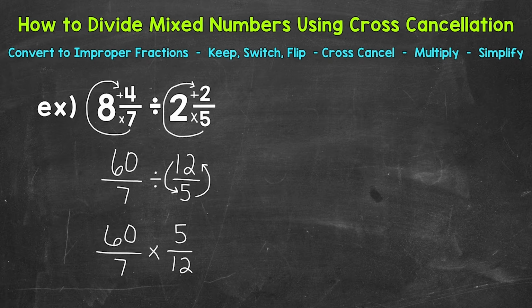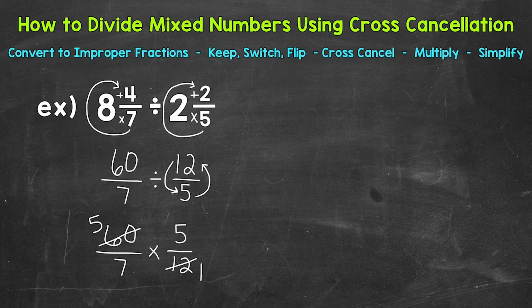For example, we have common factors other than 1 between 60 and 12, and a greatest common factor of 12. So let's divide 60 and 12 by 12. We do that by crossing them out and dividing by 12. So 60 divided by 12 is 5. 12 divided by 12 is 1.